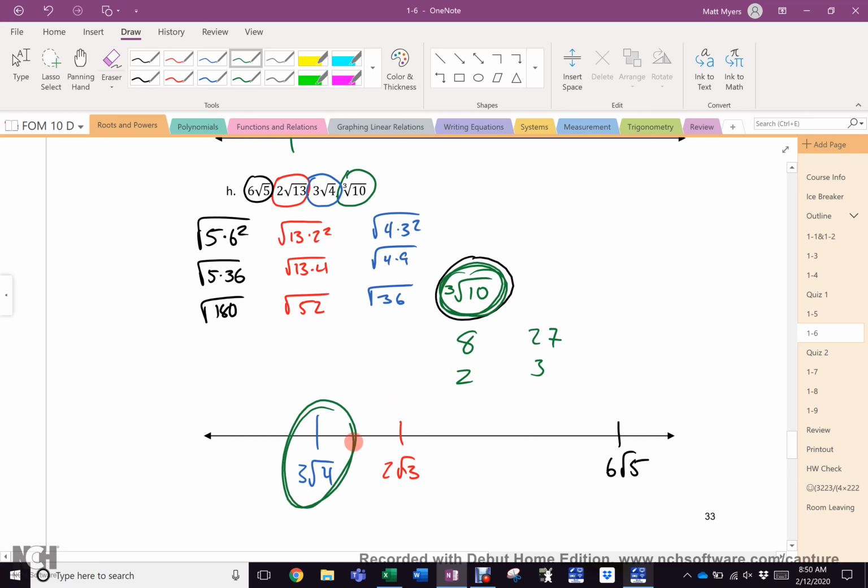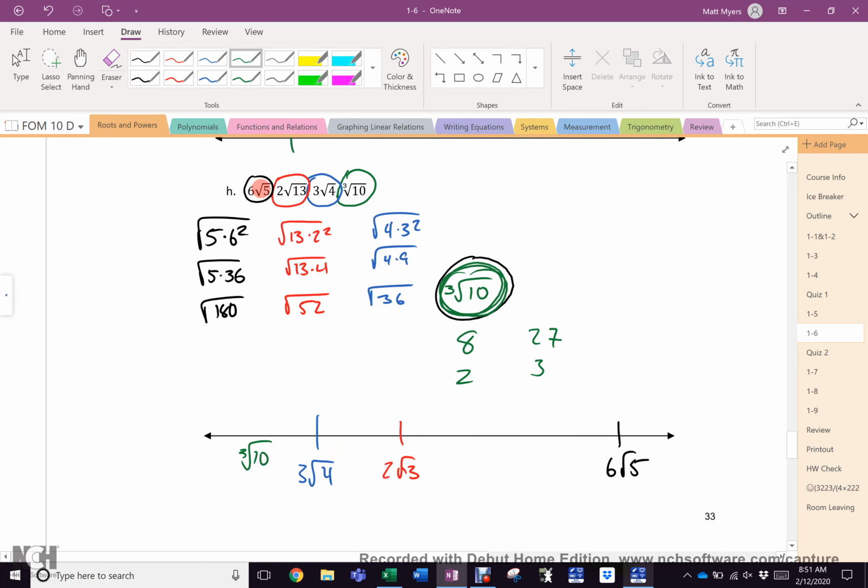This value, what's the square root of 4? 2. What's 3 times 2? 6. 2 is less than 6, isn't it? So obviously, I have to put my cube root of 10 to the left of this one. Does everybody follow me? You go up to 8, right? Like this.